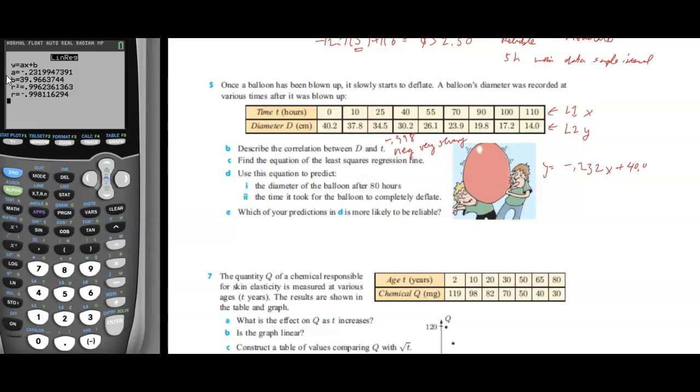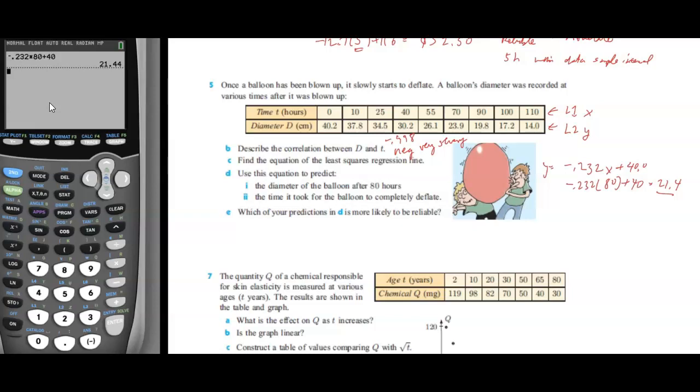Use this equation to predict the diameter of the balloon after 80 hours. So if I put in 80, would it be for X or Y? Time is X, so I would put 80 in for X. And that would be something I'd have to do on the calculator. I'm just going to type it in the calculator. I'll be right back. Okay, I just typed it in. Negative 0.232 times 80 plus 40. And the answer is 21.44, so 21.4. This is the diameter of the balloon after 80 hours. That's answering the first question.